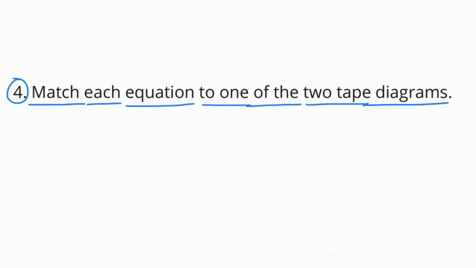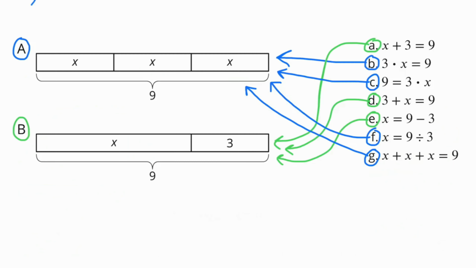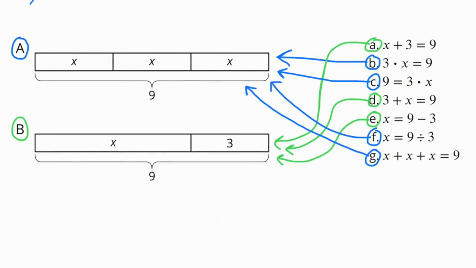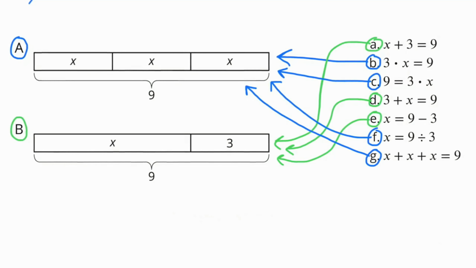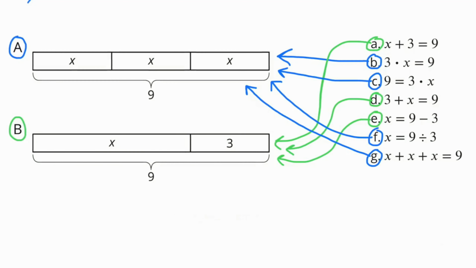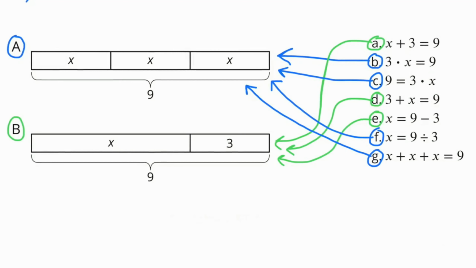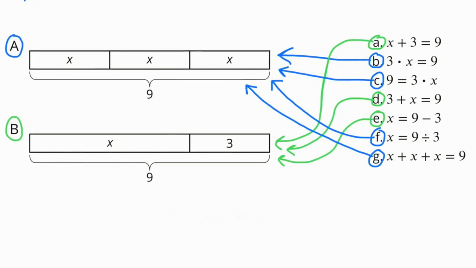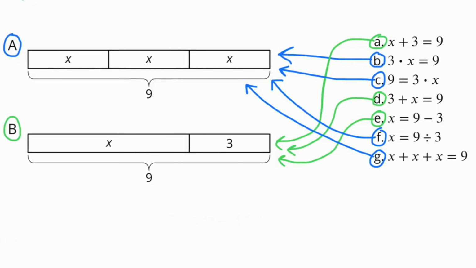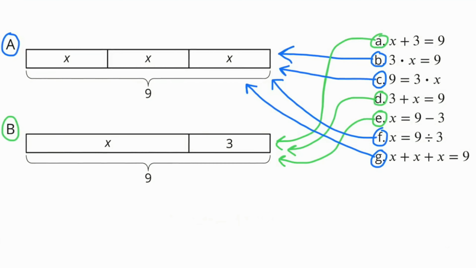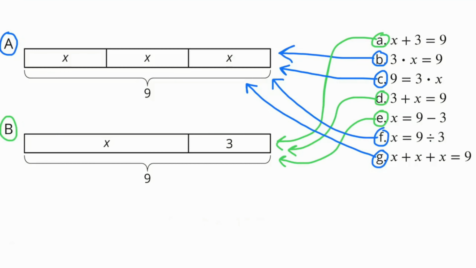Number 4. Match each equation to one of the two tape diagrams. A. x plus 3 equals 9. That would be matched with diagram B. B. 3 plus x equals 9. That would be matched with diagram A. C. 9 equals 3 times x. That would also be matched with diagram A.